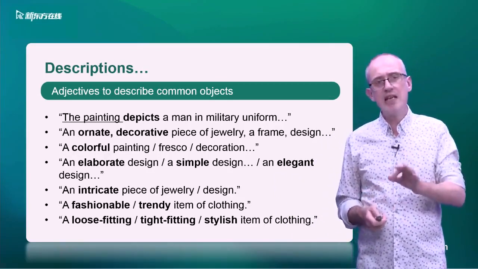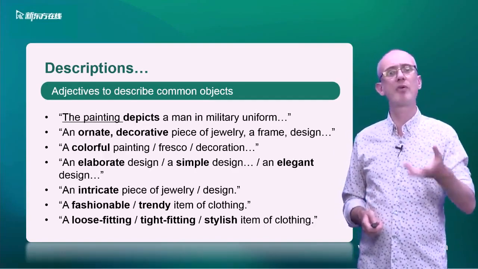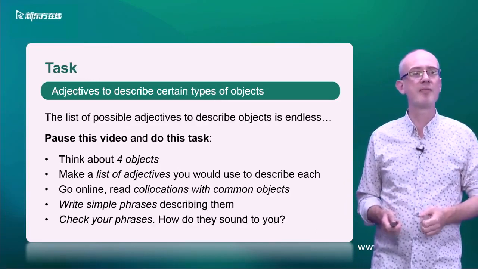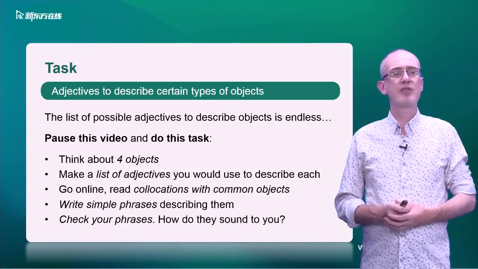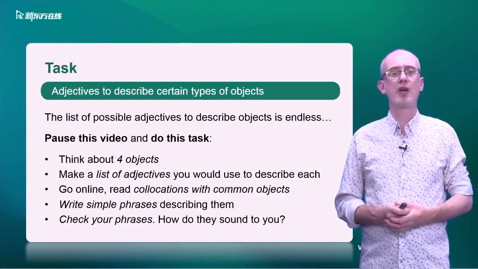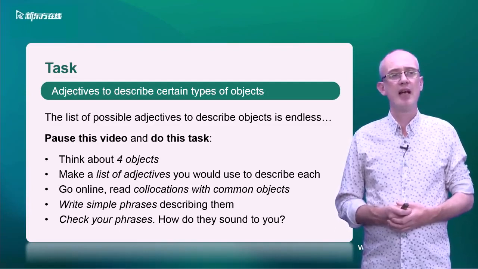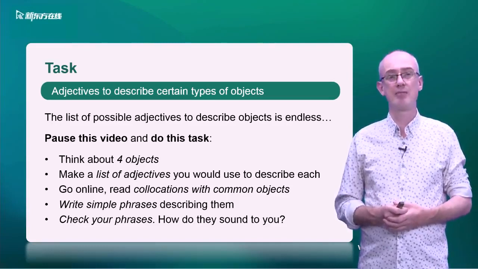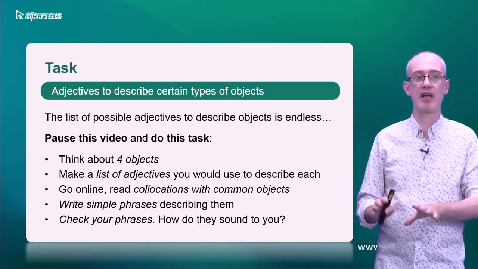You don't need lots of fancy vocabulary, but you do need vocabulary like this that you can use well, and you'll sound very, very native. Okay, this is a task for you: adjectives to describe certain types of objects. Some of this takes a little bit of reading and experience. The list of possible adjectives to describe objects is endless, but we don't need that many. So pause this video and do this task.